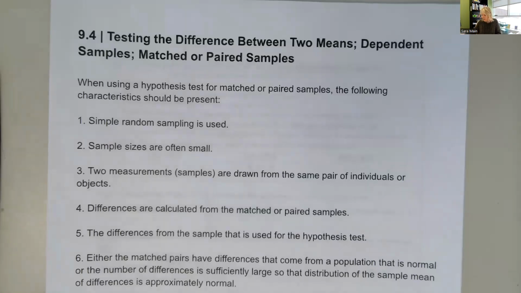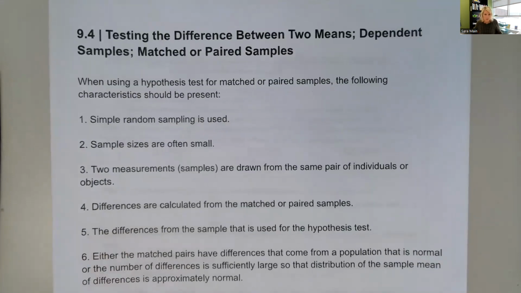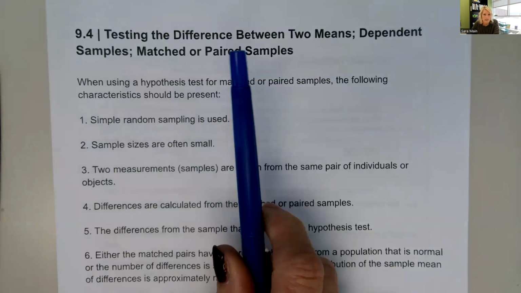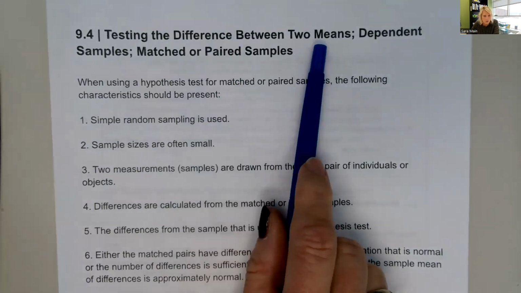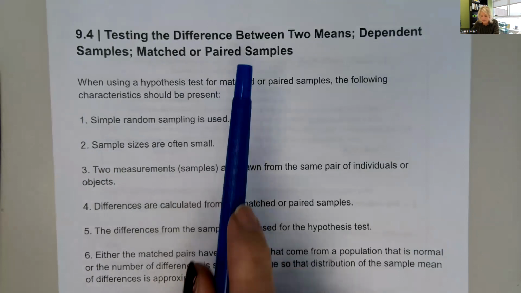Hello and welcome back for lesson 9.4. We are now going to be working with data that is testing two means, so still quantitative data, except they're matched or paired samples.